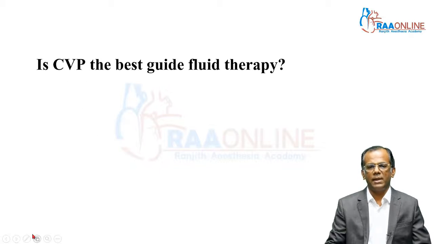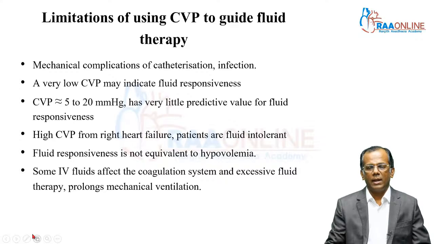Next, coming to CVP. Is CVP the best guide to fluid therapy? Now, with CVP, you do have mechanical complications of catheterization and infection. A CVP which is less than 5 millimeters of mercury may indicate fluid responsiveness. A CVP between 5 and 20 has very little predictive value for fluid responsiveness. A CVP greater than 20 in patients with right heart failure shows that the patient is fluid intolerant.